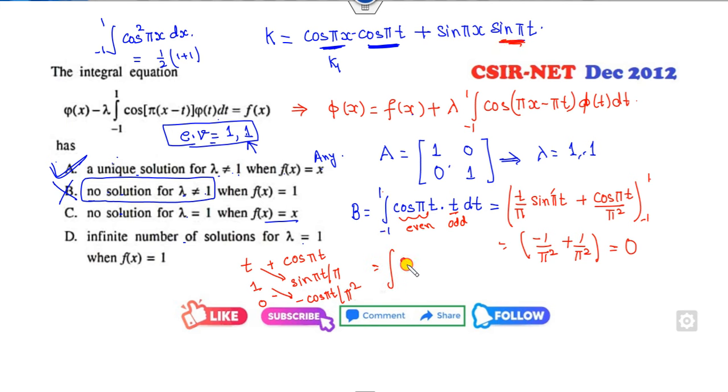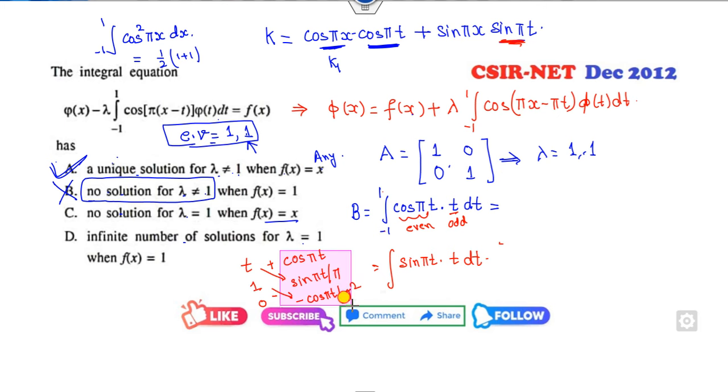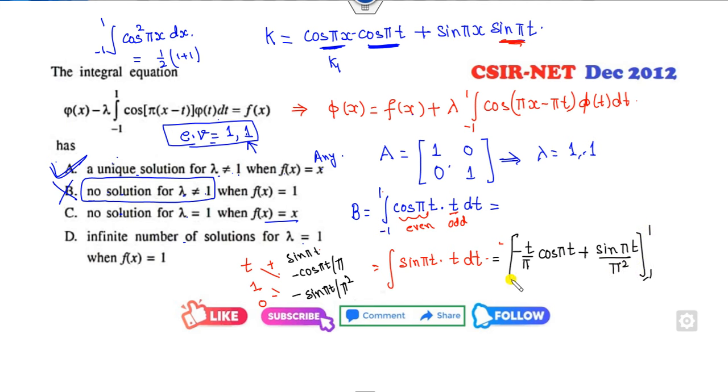Second, B corresponding to this: sine of pi t into t. So what is the integration of this? Now in this case it is my sine, so it is minus cos and minus sine over pi square. So this will be minus t over pi cos pi t, minus minus plus sine pi t. Otherwise you can use the by parts, there is no issue about that. Fine. So when you substitute 1, it is minus 1 over pi, cos of pi is minus 1, it will be 0. When you substitute minus 1, it is 1 over pi of minus 1, so it will again be a 0. It will be minus 1 over pi, it's a minus 1, it's a plus 1, or minus. Lower limit is negative, so it will be my 2 over pi.